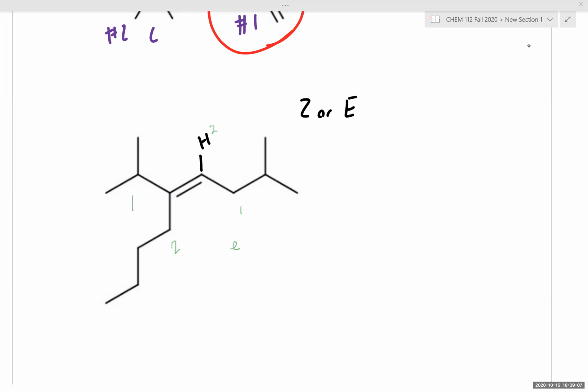So does everyone agree that this looks like an E alkene? Does anyone have an alternative proposal? Are there any questions that you have on this assignment?